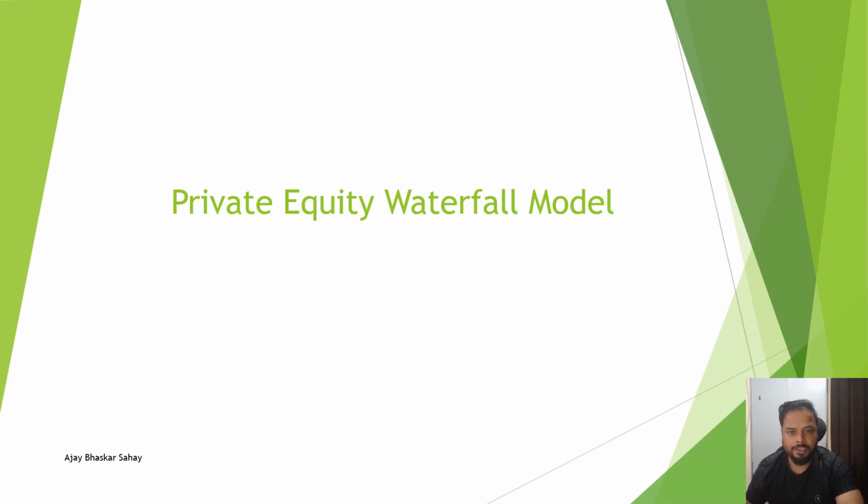In the private equity waterfall model, there are generally four steps. The first step is the initial one, which is return on capital. For example, if the LP has invested around 10 millions in the fund, he is liable to receive the first 10 millions of the distribution. So this is the first step.